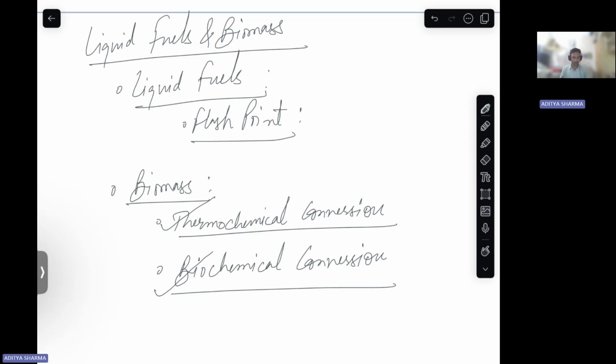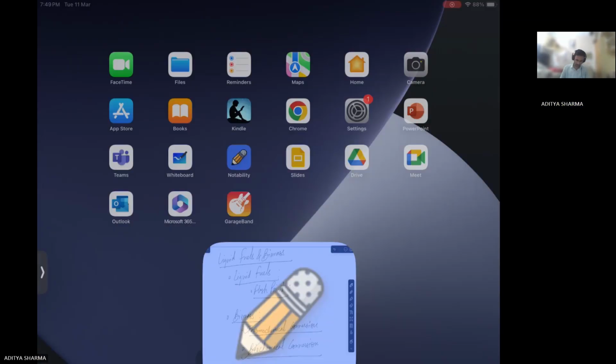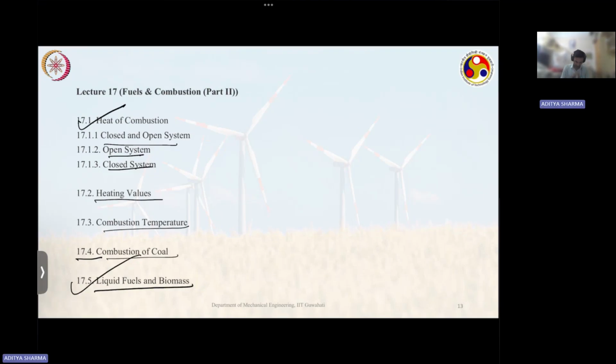Then there is biochemical conversion, where you let your biomass degrade, right? Decompose in the absence of air. So if the decomposition is in the absence of air, that is anaerobic decomposition. If it is in the presence of air, that is aerobic, right? So we do it using anaerobic decomposition, and the products we get are methane and carbon dioxide, right? So this is your biochemical conversion. So this was about lecture number 17.